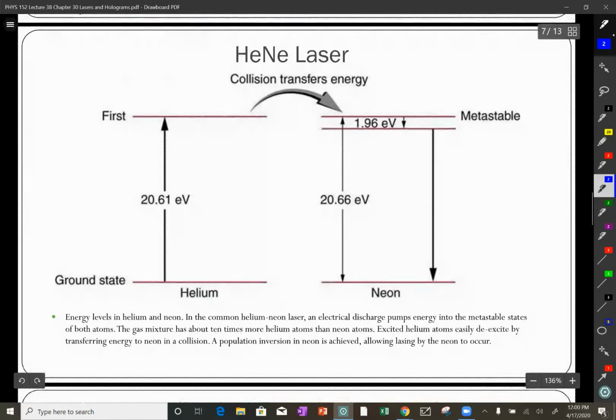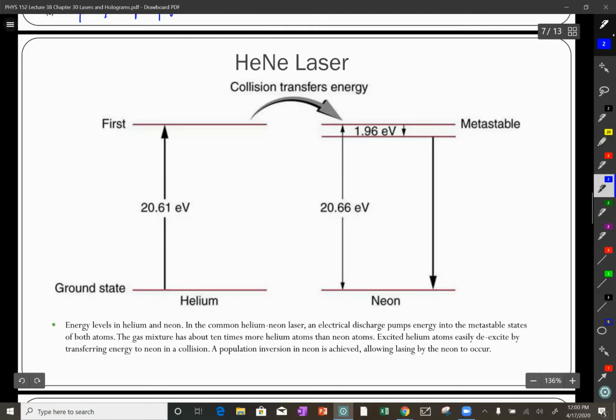Now here's a practical example with a helium neon laser, HeNe for short. In a helium neon laser, you have about 10 helium atoms for every neon atom. And you have this pump that is going to pump helium up to 20.61 eV. Now let's think about what's the wavelength of a 20.61 electron volt photon.